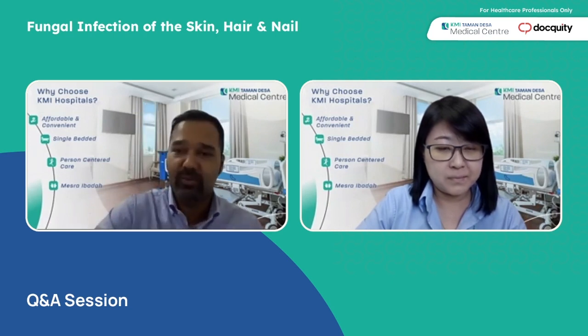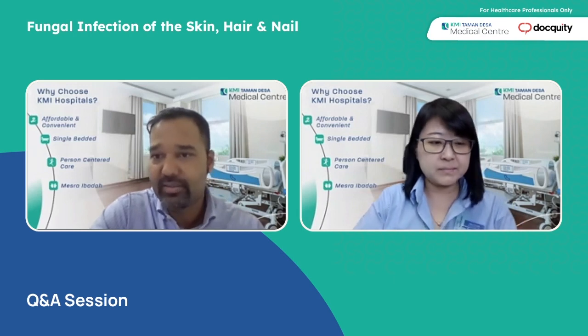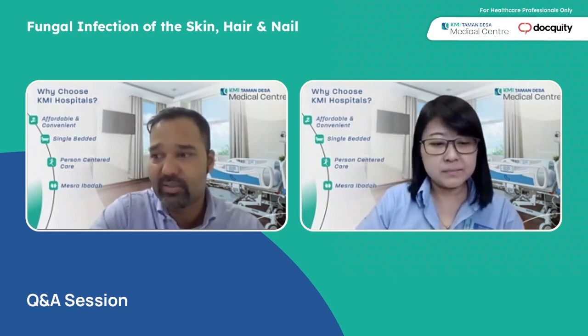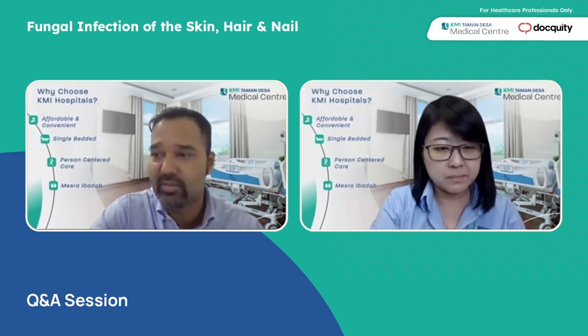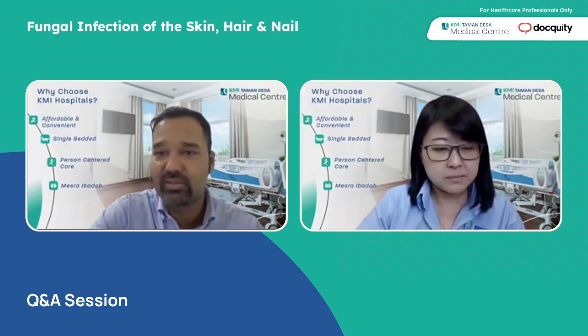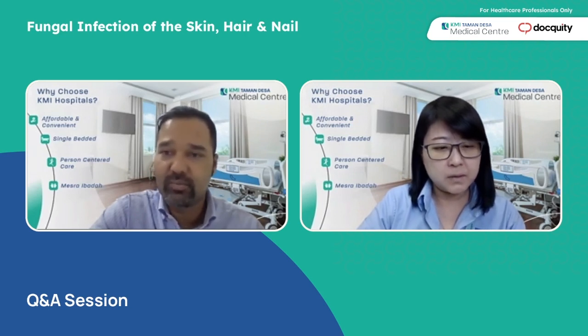So griseofulvin I would use for tinea capitis and tinea barbae. For other dermatophyte infections, if itraconazole or terbinafine is contraindicated, then I would probably use griseofulvin. For tinea capitis in children, just remember the dose is on the higher side, between 20 to 25 milligram per kg. And then there's also the ultra micro-sized griseofulvin for adults. That one, the dose is a bit lower.